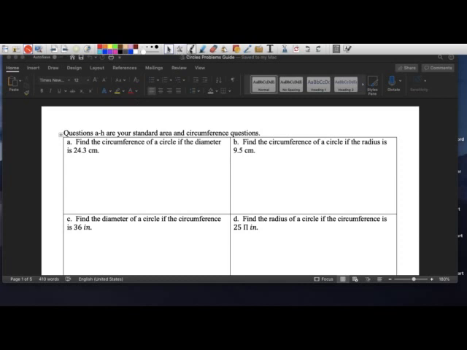Find the circumference. Anytime you want to find circumference, you get 24 times pi, because you're multiplying by pi. Find the circumference of a circle whose diameter is 24, so that will be what you have. Make sure you get the units. I am leaving everything in terms of pi because I'm going to be really lazy.